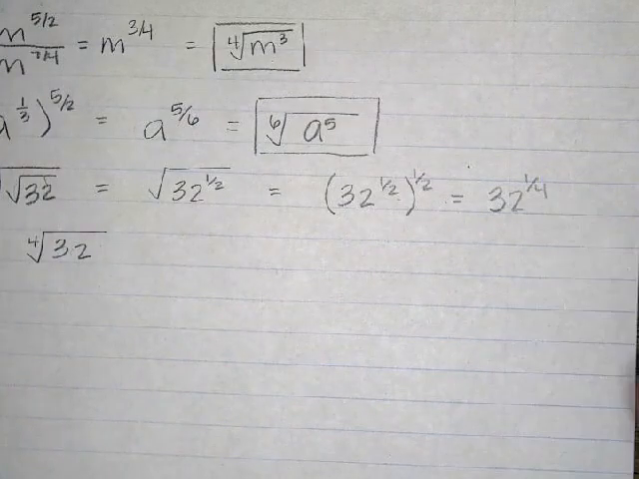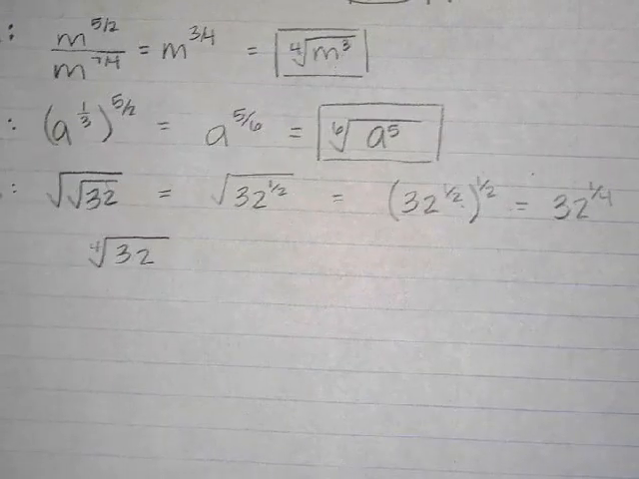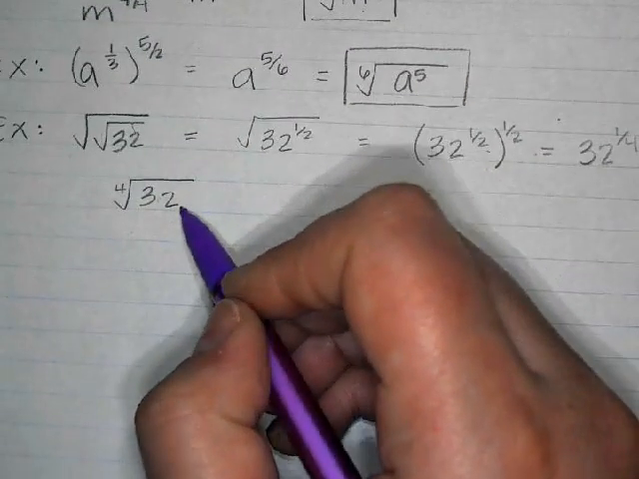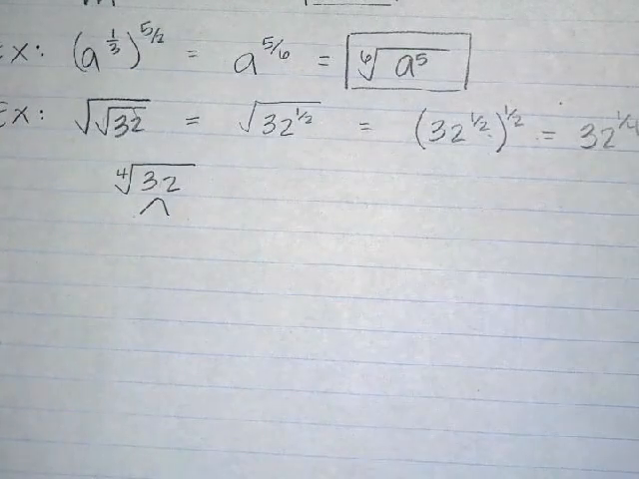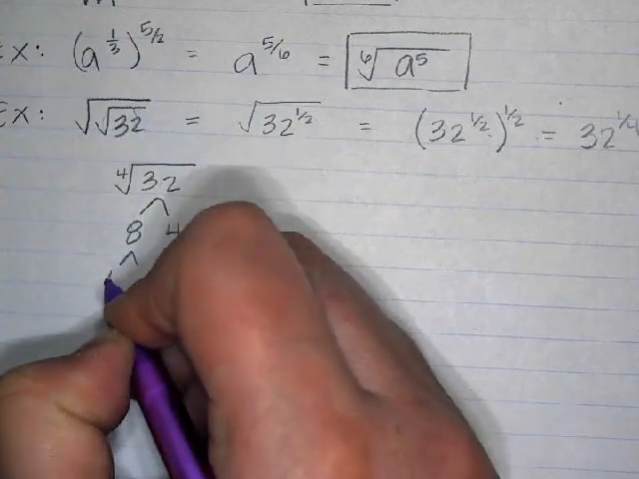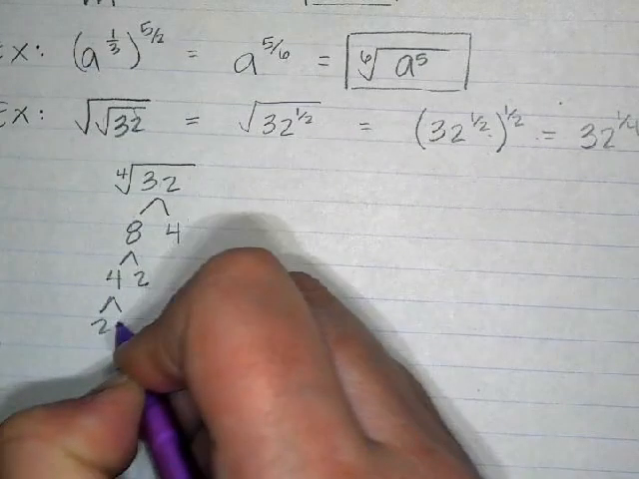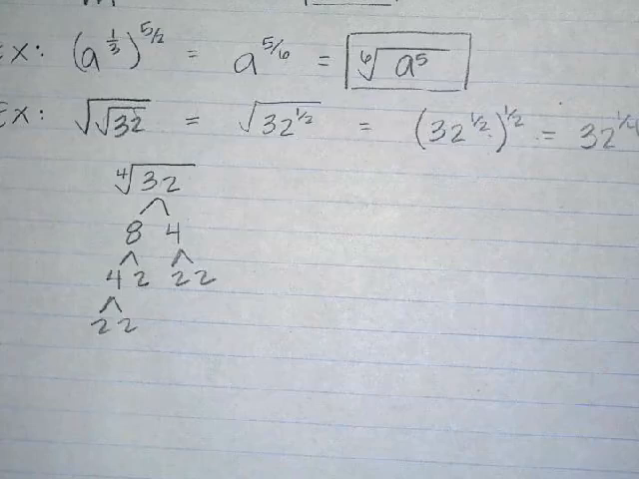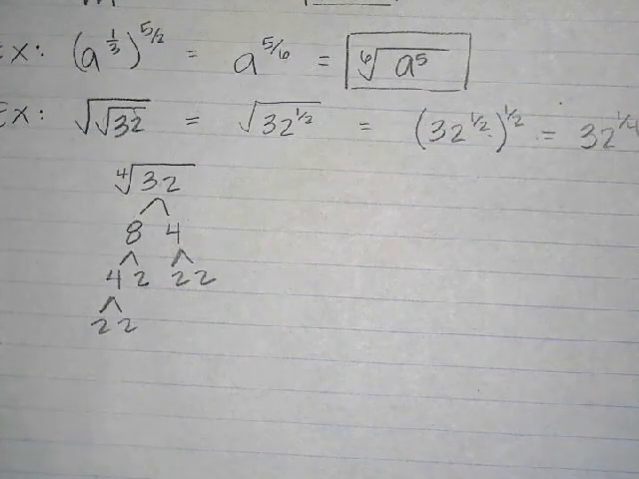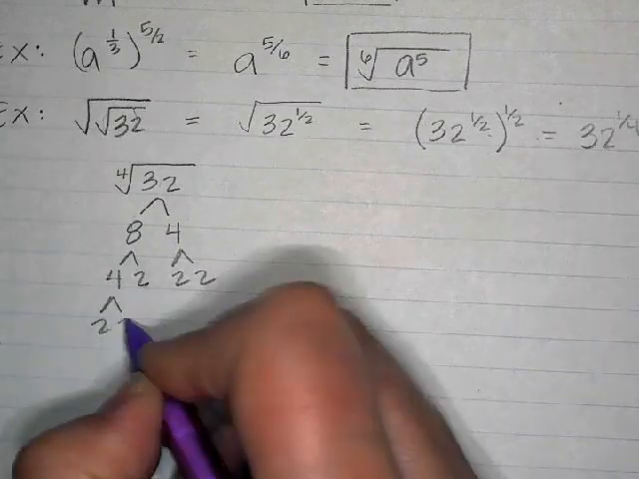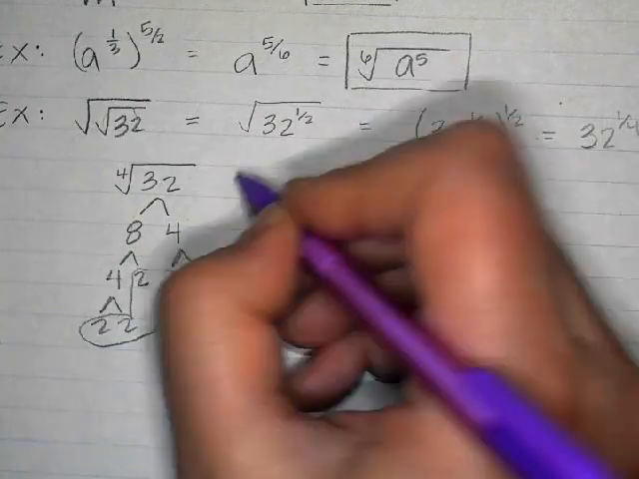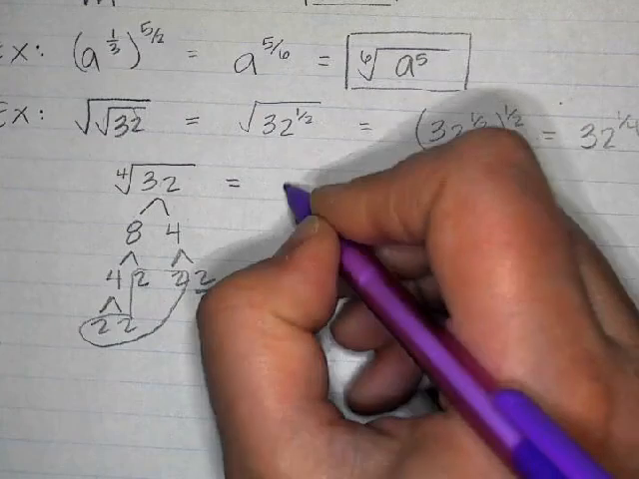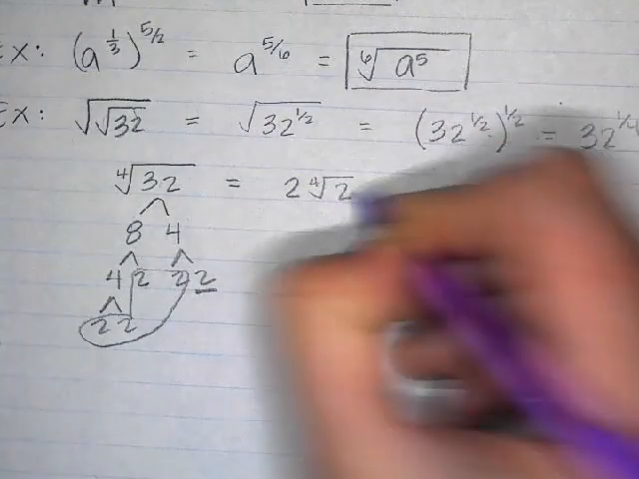And now we have to simplify it. And can 32 be broken down? Definitely. Okay. 8 and 4. 4 and 2. 2 and 2. 2 and 2. Okay. When we look for our groups, how many are we looking for in a group? We're looking for sets of 4. Okay, one set of 4 and a leftover of 2. So our answer is 2 4th root 2. So apparently square root of square root 32 is 2 4th root 2.